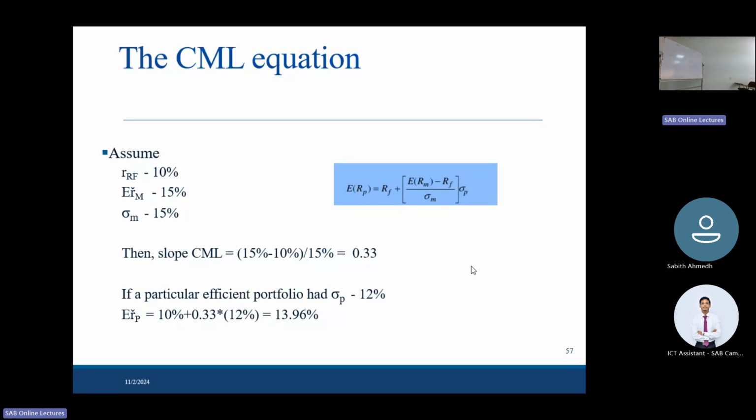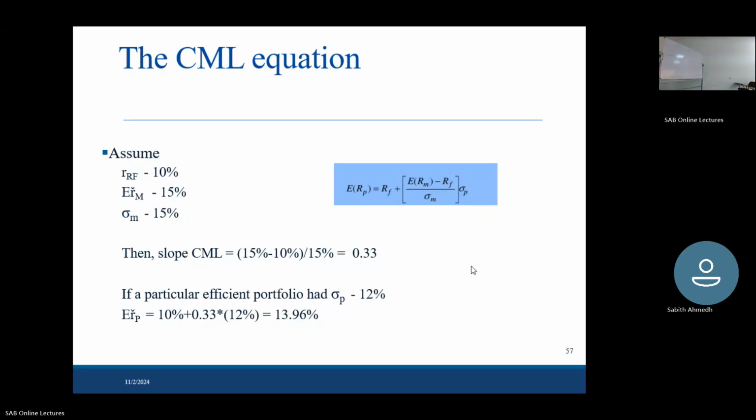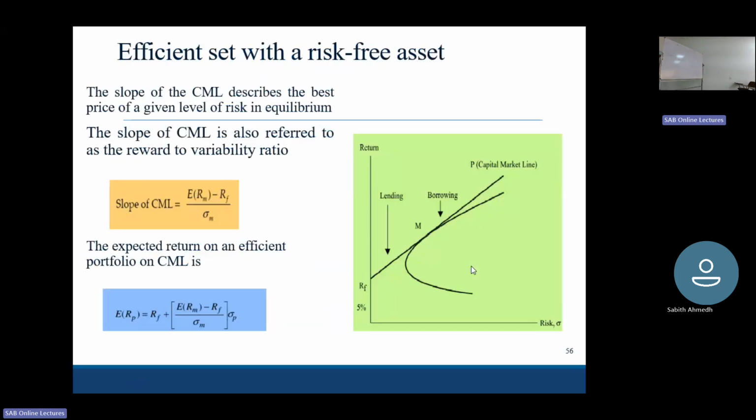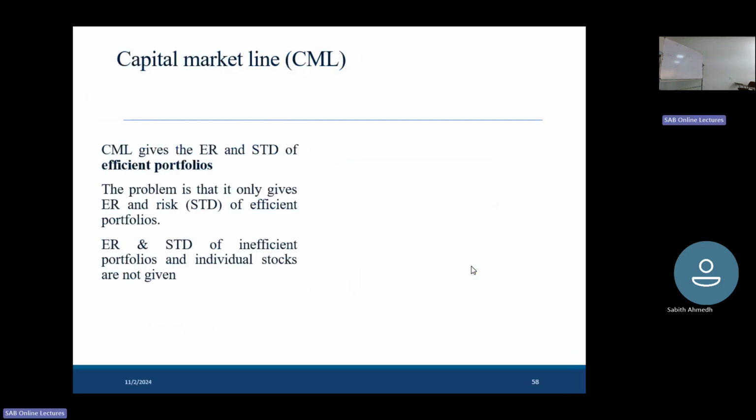Right. So now the problem with the CML: if your portfolio is on the CML, based on the slope of the CML, you can estimate the expected return. But if your portfolio is below or somewhere else, out of the CML, then your portfolio is not efficient. So then how to estimate your required rate of return? That we can connect with.